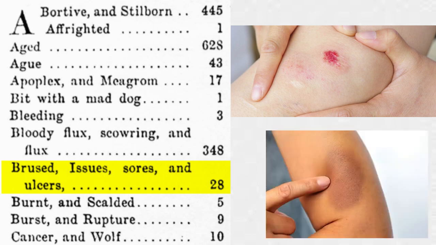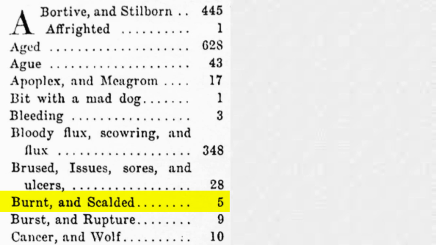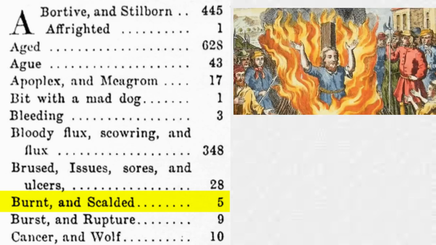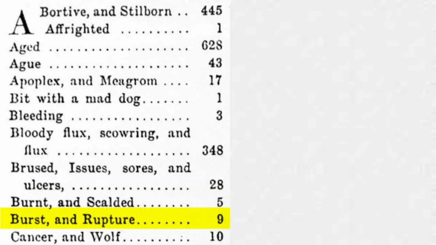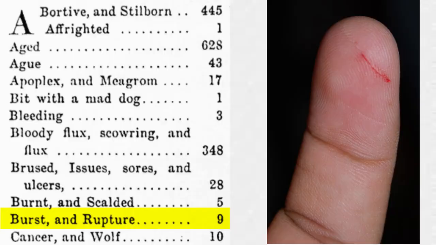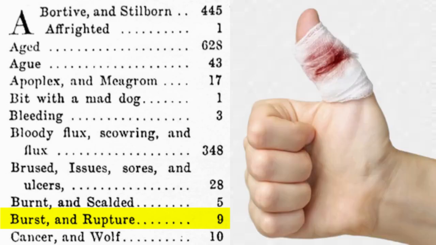This likely describes any sort of skin infection or physical bruising. Only 5 were burnt or scalded to death, which is actually a lot lower than I would have expected for a society that didn't rely on the electric light. 9 died of burst and rupture. This one actually depicts a, quote, break, tear, or splint in the surface or structure of the skin or other tissue. Basically a neat way to say death by cut.